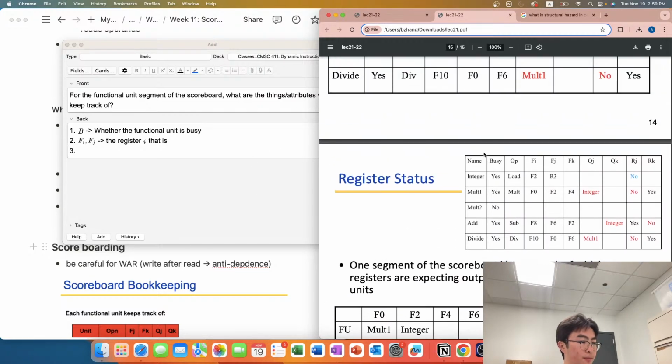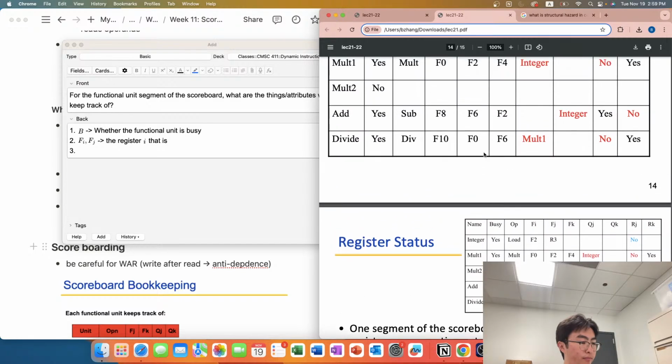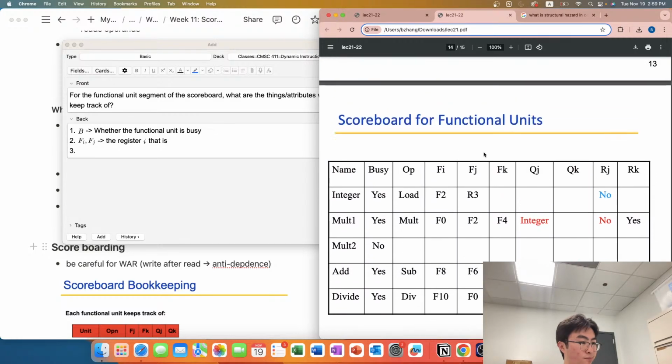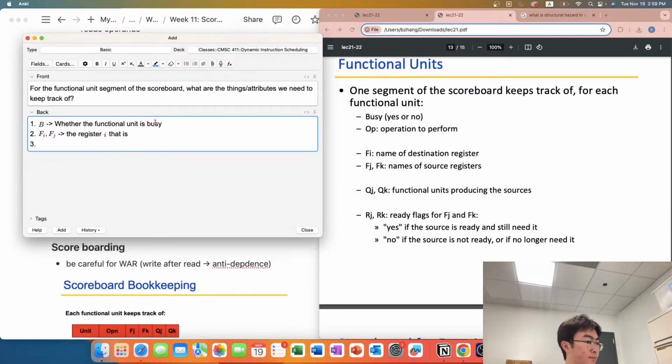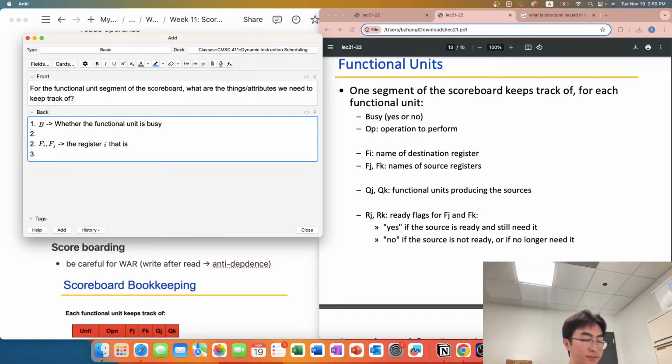Yeah, let's see. Okay. So, operation to perform. Number 3. Okay. So the register I. Name.